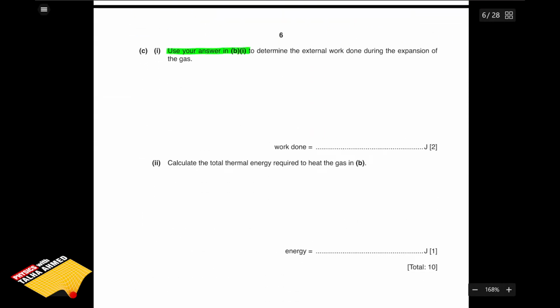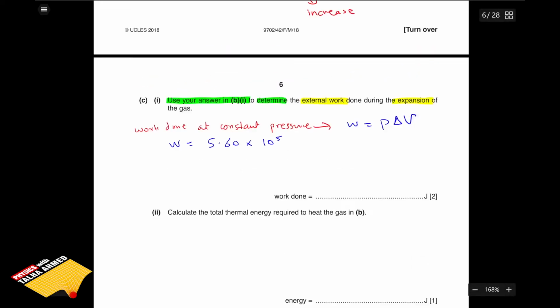So part C, part 1, says use your answer to the previous part to determine the external work done during the expansion of the gas. Now remember, whenever the volume of the gas changes, work is being done on the gas or work is being done by the gas. So in this case, since the gas is expanding, you should remember that it's the gas which is pushing the piston out or pushing the atmosphere away. So it's the gas which is doing the work.